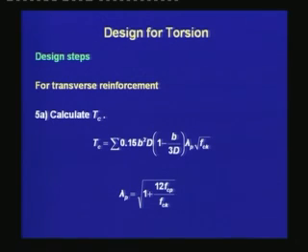Next, we are moving on to the design of transverse reinforcement. The first step is to calculate the capacity of concrete to resist torsion. Tc is given as summation of 0.15 b squared d within bracket 1 minus b divided by 3d times lambda p root over fck. Lambda p is equal to root over 1 plus 12 fcp divided by fck.